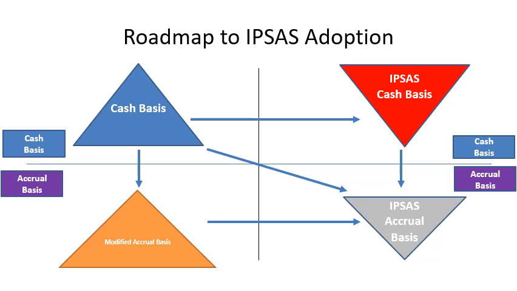Let us consider the roadmap to IPSAS adoption. The roadmap considers firstly where the company is in terms of its current reporting framework. Is it cash basis or accrual basis? If the company is currently reporting under cash basis, they could choose one of two ways. Either move to modified accrual basis and then ultimately to IPSAS accrual basis, or move to IPSAS cash basis first and then from there move on to IPSAS accrual basis. If the company is on an accrual basis or a modified accrual basis, they could consider directly moving to the IPSAS accrual basis. The point is, at the end of the day, the ideal is IPSAS accrual basis.